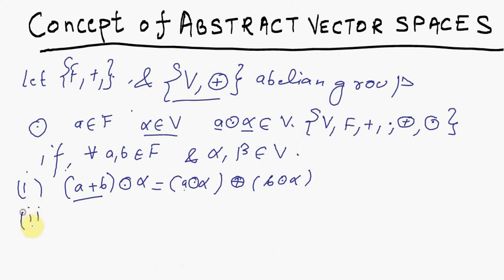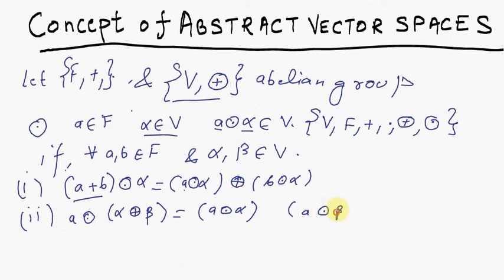Number two, the second property is, if I take a scalar A and scalar multiply it with the resultant vector of alpha plus beta, it is equal to if I scale the vector alpha, which is again a vector, and I scale the vector beta with A, which is also a vector, and then vector add them. Both of them are the same.